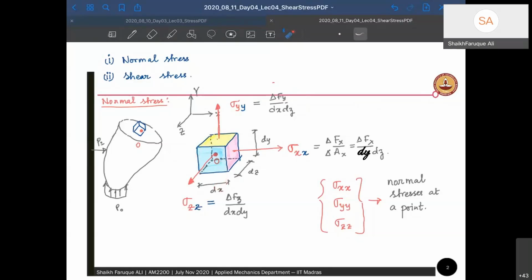Okay? So the unknowns, or the state of the stress at that point, are 3 of them only: sigma xx, sigma yy, and sigma zz. Each of these stresses is along a direction. So the face I'm drawing here has a direction that is normal along x, and the force that is causing this sigma is also along x, right? So that comes out to be sigma xx. Similarly, sigma yy and sigma zz. So these are the 3 normal stresses at a point in a continuum body.